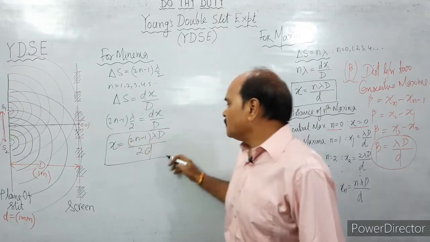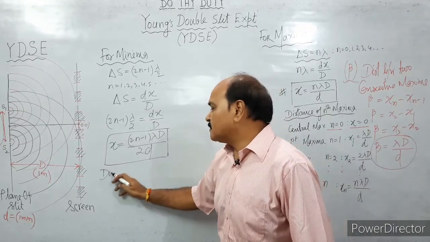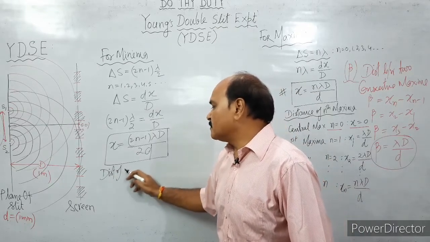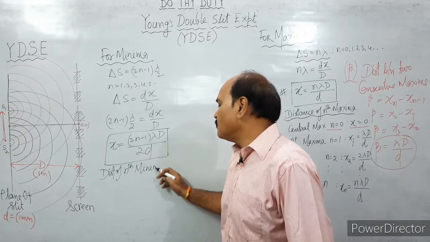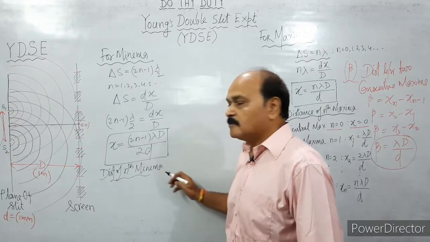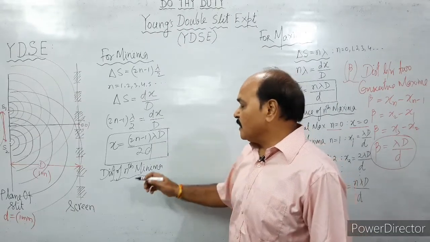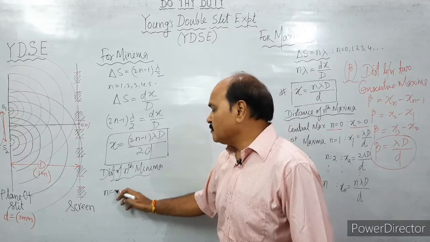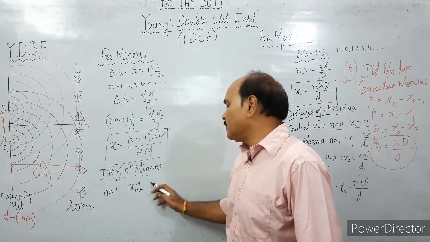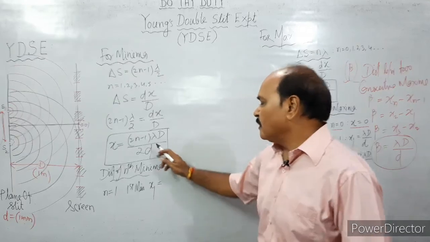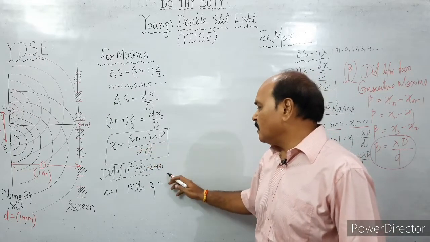What is this expression for? This is the expression for the distance of the nth dark band or minima over the screen from the center of the screen. If we substitute n is equal to 1, what do we get? We get the first minima, and the distance of the first minima is going to be 2 into 1 is 2 minus 1 is 1, lambda D by 2d.